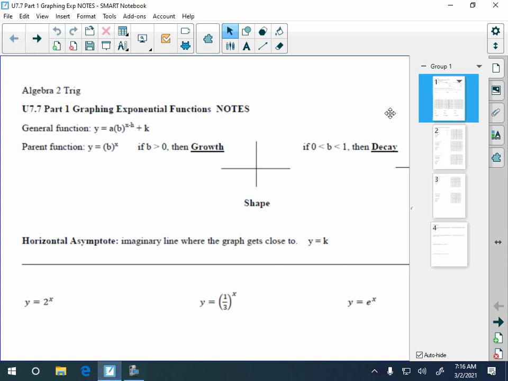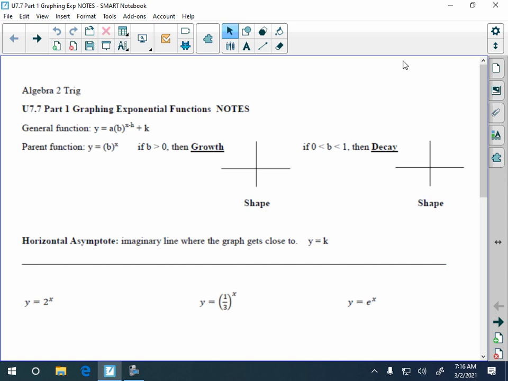All right, Algebra 2, we are going to go ahead and start the graphing portion of Unit 7. In this first part, we're going to look at graphing exponential functions. The general function is y equals a times b to the x minus h power, plus k. All the transformations that we've learned from last semester all apply again to this unit on graphing.